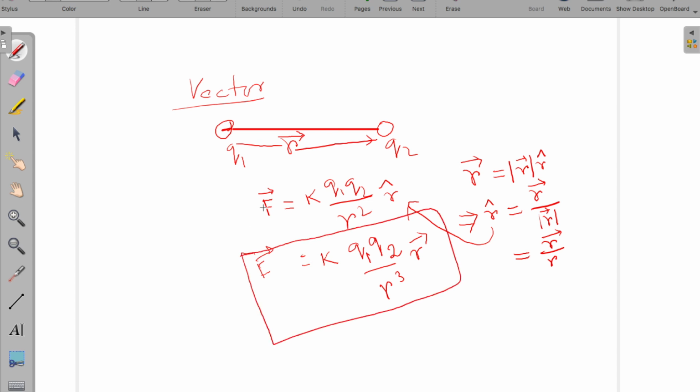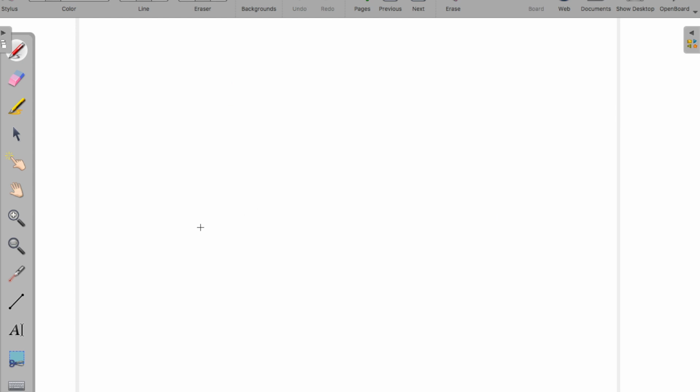Okay, so the next point is that this same law can be written from a different angle. If we consider the same system in a different way, suppose this was our charge Q1, this was our charge Q2, and this was our distance R.